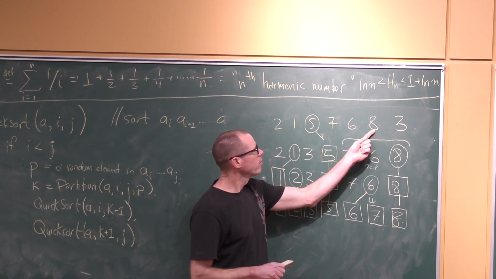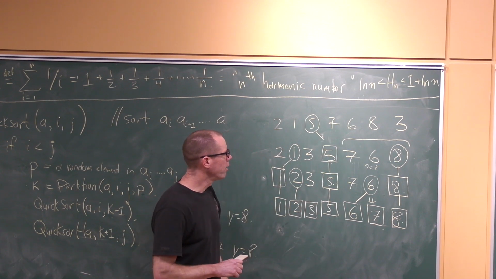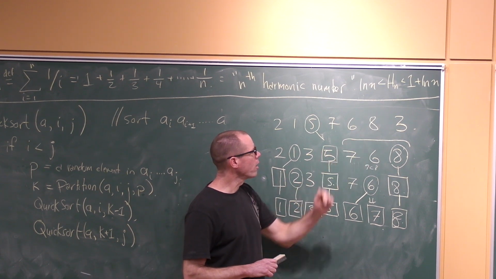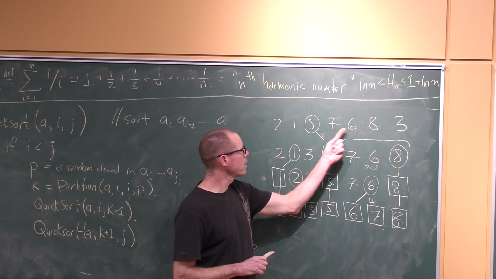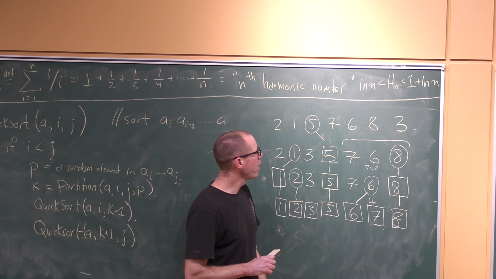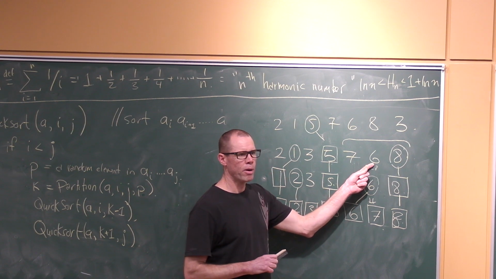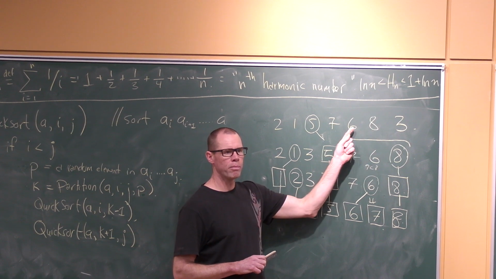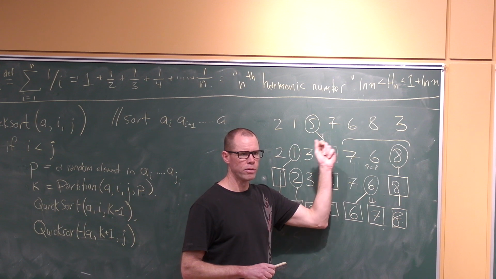And, well, that's the biggest one in the set, so it got compared to everything. More interesting maybe is to look at whether 6 and 8 got compared. Well, in this case they did, because out of 6, 7, and 8, the first one to get chosen as a pivot was 8. And so 8 was compared to 6, 7, and 8. So it was compared to 6 in particular. In fact, the only thing that could have stopped 6 and 8 from getting compared was if I had picked 7 as a pivot before looking at either of those two.